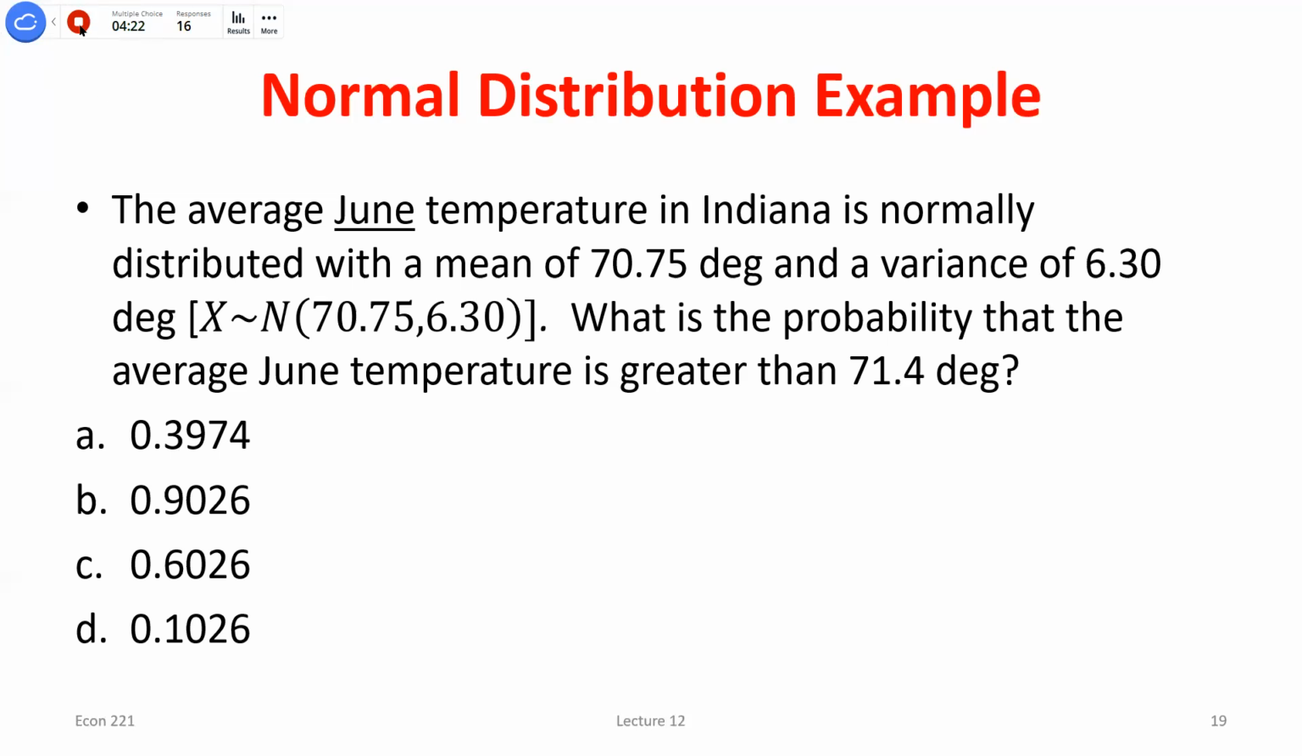Okay, so I'm going to close this out. We'll walk through this one together. If I were starting out, I always draw it out first. So what's my mean temperature in June? That was 70.75. My variance was 6.3, which I don't have to find, but that was my standard deviation. Anybody do that step? It was 2.51. Sounds about right. How did I do that? Just the square root of the variance. So if I'm thinking about the probability I see 71.4 or greater, automatically, what two answers can I rule out then?